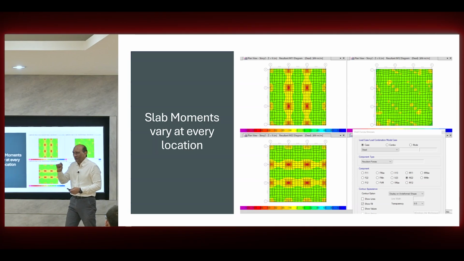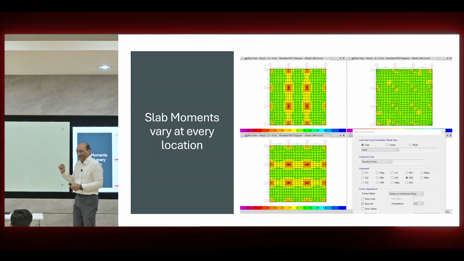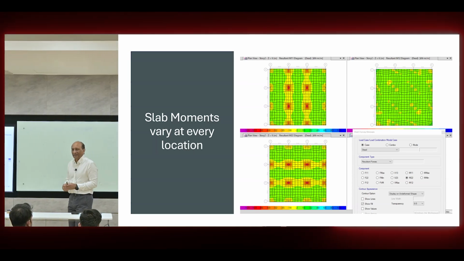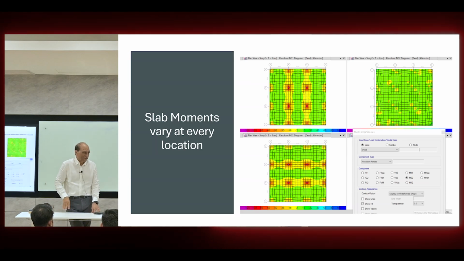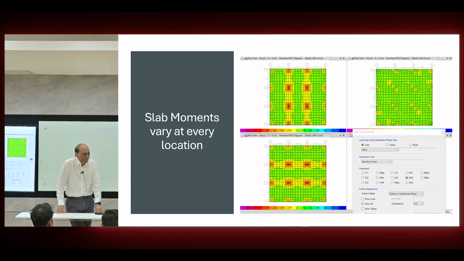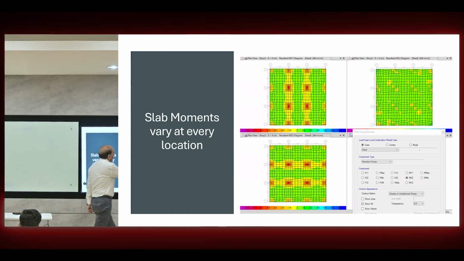So that means because the moment is changing at every location on the slab, how do I design the reinforcement? Which moment should I take? Yeah, that's the funny thing, maximum. Nobody cares about maximum because that's so inefficient, because that is only present at a very small location.